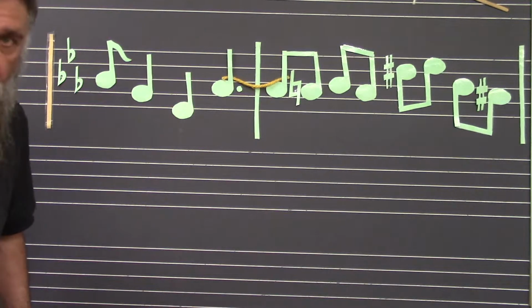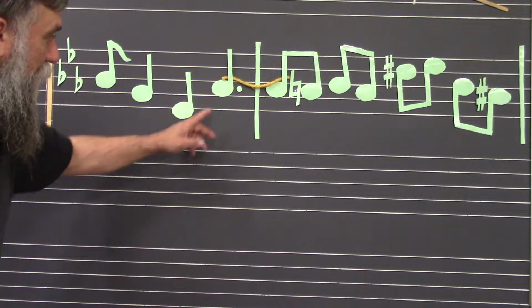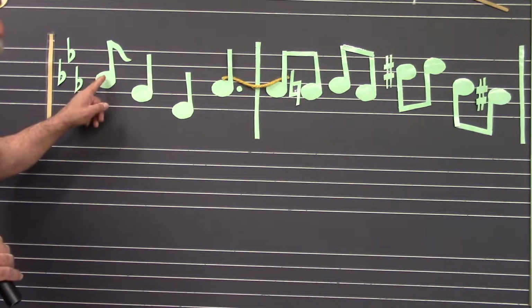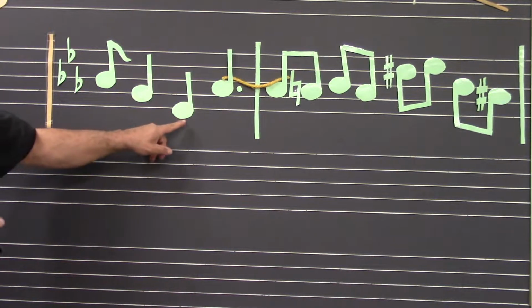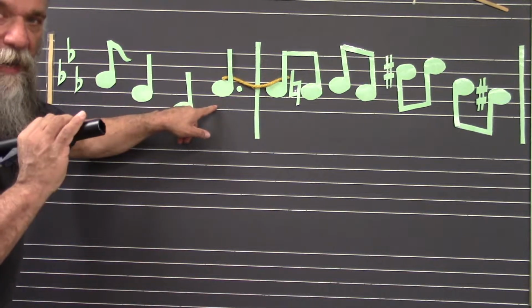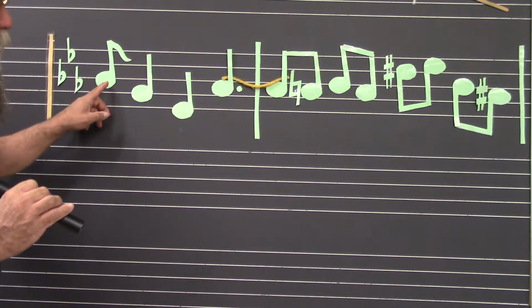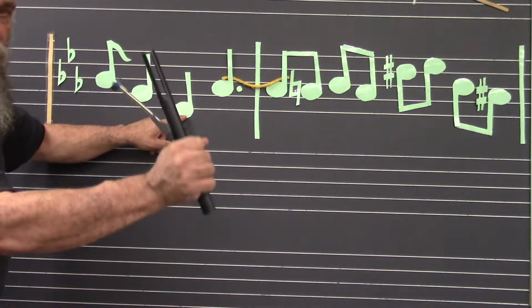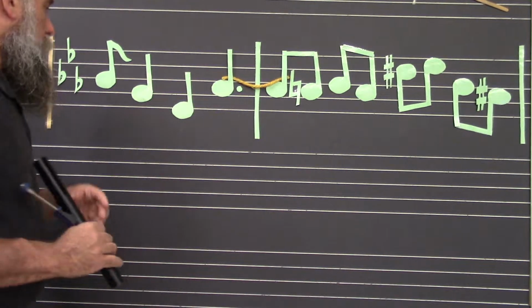When do we stop it? We stop it on the and of 3. Let's try that. Ready, go. 1 and 2 and 3 and. Do it again. Ready, go. 1 and 2 and 3 and.